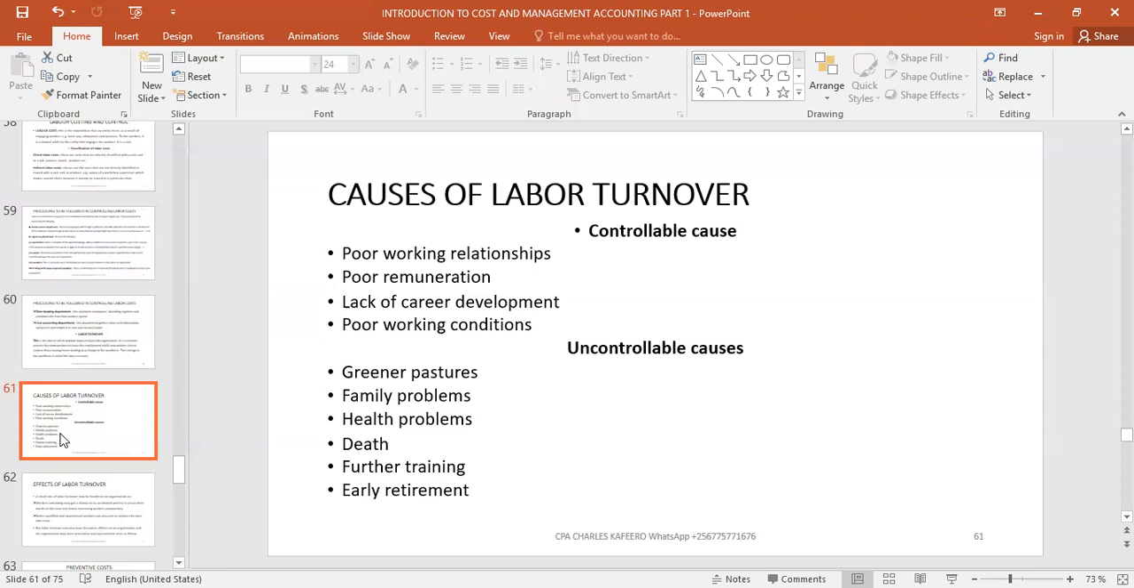The third one, we can talk about health issues. If someone is having some health problem, someone is sick, you expect the person to leave the organization and go elsewhere, whether to work or to go for further treatment.